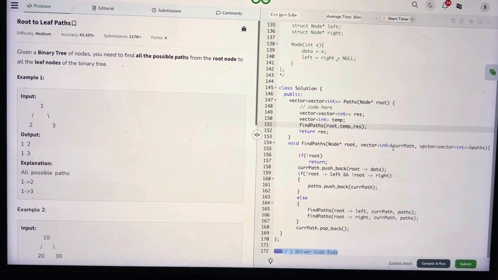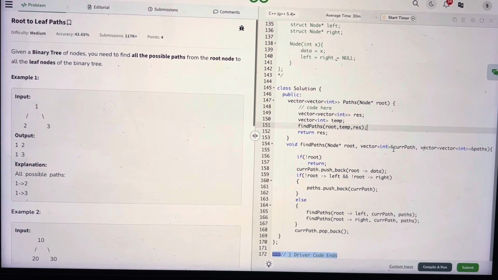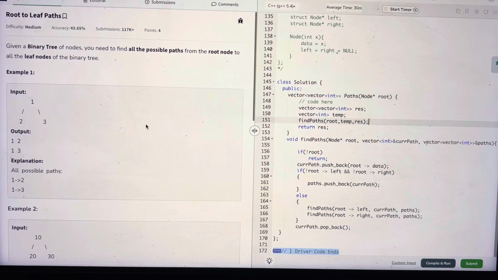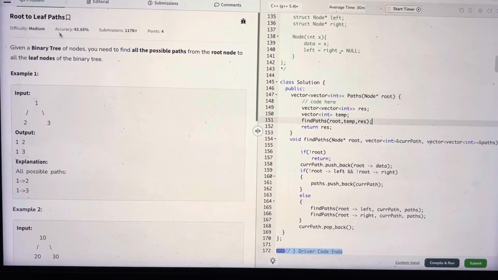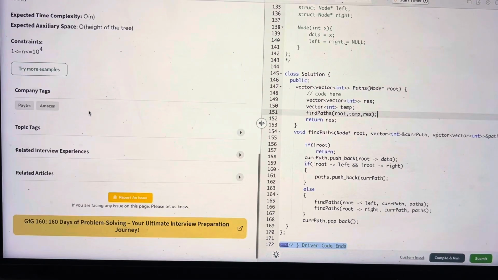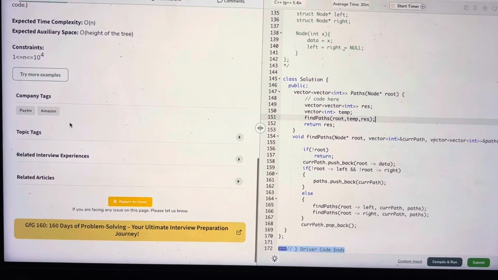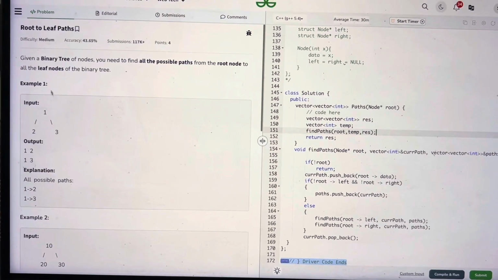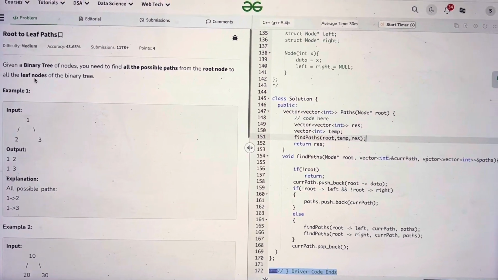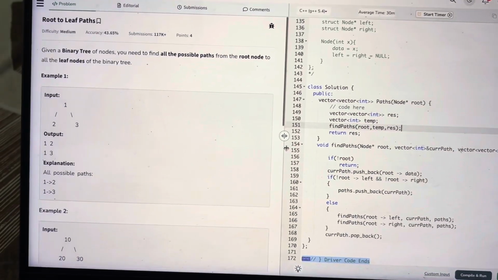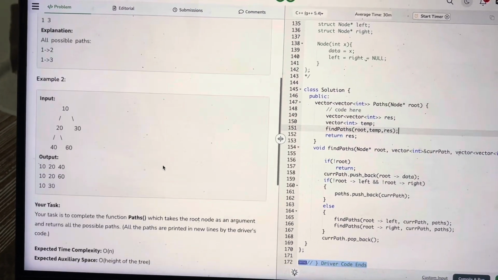Here is the code walkthrough of the 100th question of the problem solving series on the GeeksforGeeks platform. Root to leaf paths. The difficulty level is medium, and you can see these companies Paytm, Amazon, and also Microsoft have this question. I've seen it before in the Microsoft interview questions. So here we have discussed both the examples, and let's look at the code.